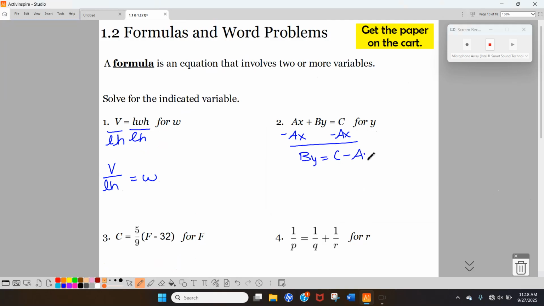Now, if I was actually trying to solve for slope-intercept form, I would probably rearrange my terms differently. But for this, all we're really trying to do is prove that we know how to get y by itself. So we can divide by b, and then we can leave our answer as y is equal to c minus ax over b. Or if you wanted, it could be c over b minus ax over b. Either one of those is acceptable.